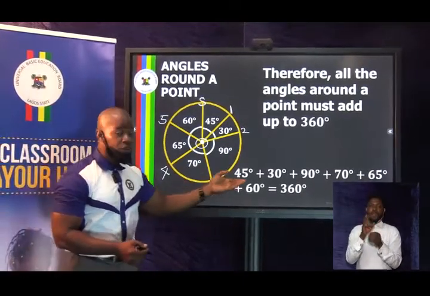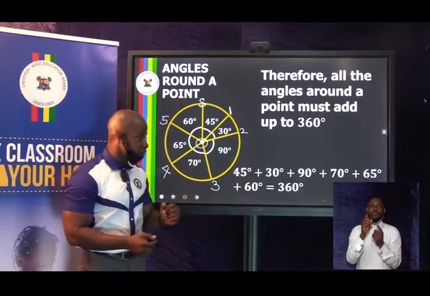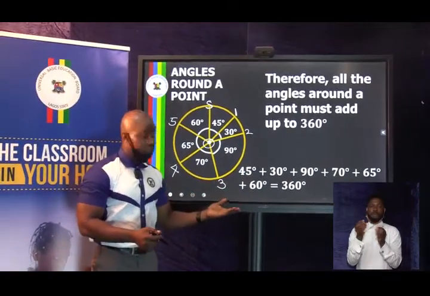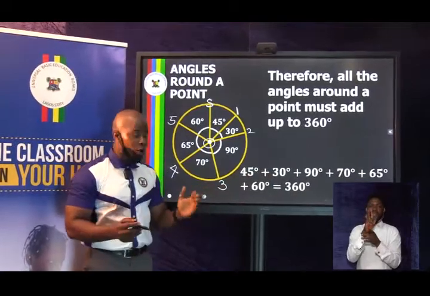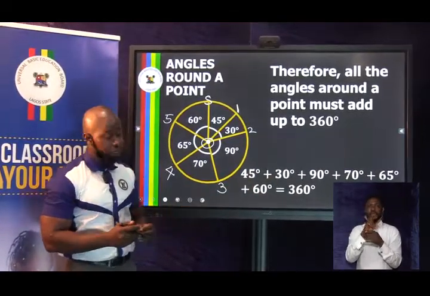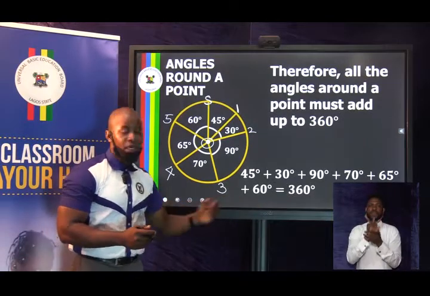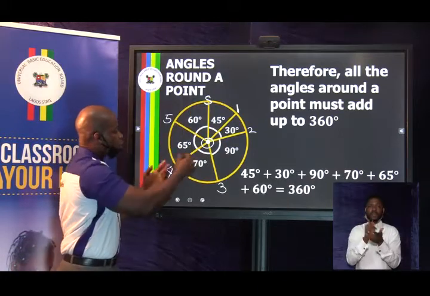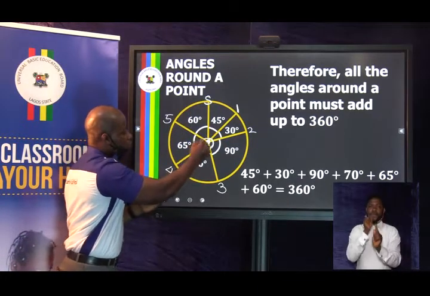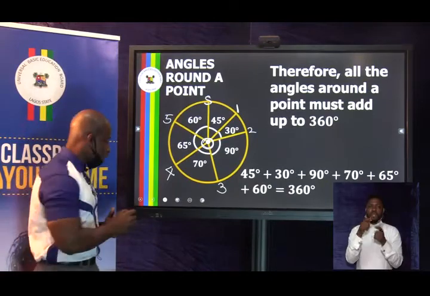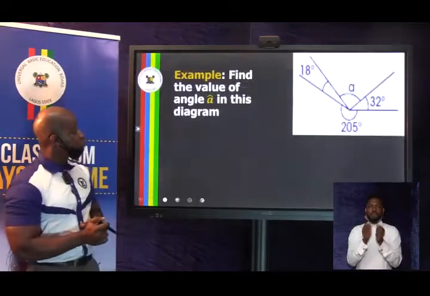Take it again. 45 degrees plus 30, that's 75 degrees. Plus 90, that is 165 degrees. Plus 70, that's 235 degrees. Plus 65, that is 300 degrees. And then plus 60, that is 360 degrees. Confirming that all the angles around a particular point must give us 360 degrees. Let's see how we can use this to solve problems.